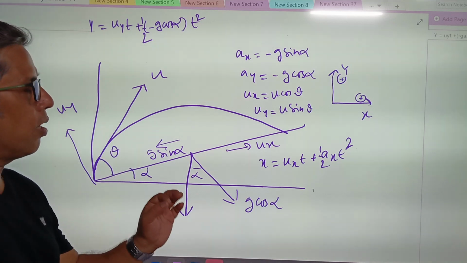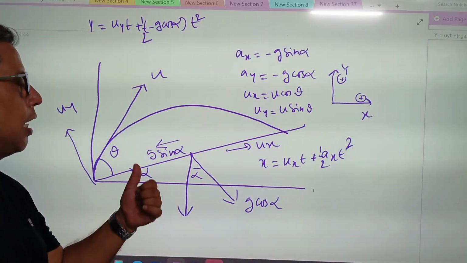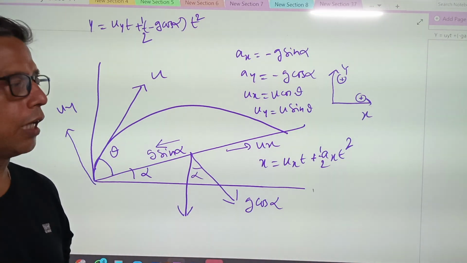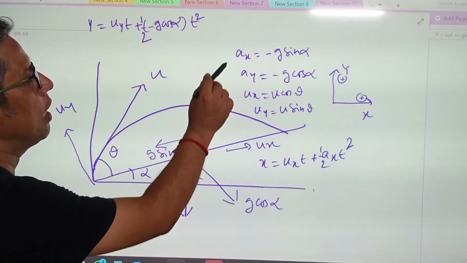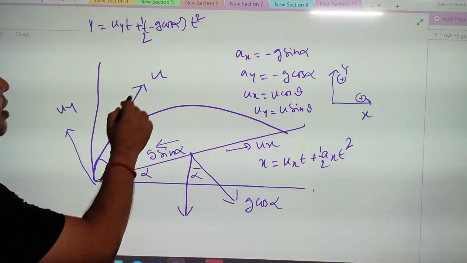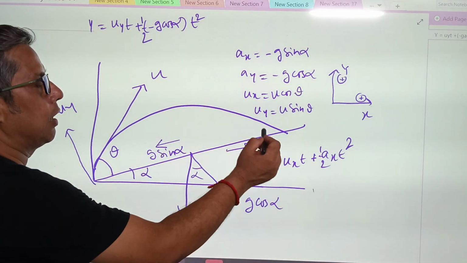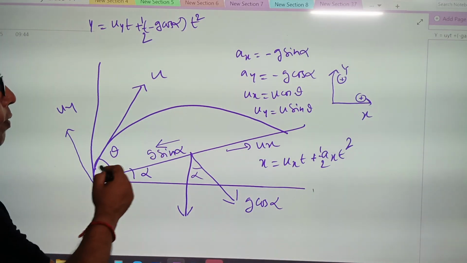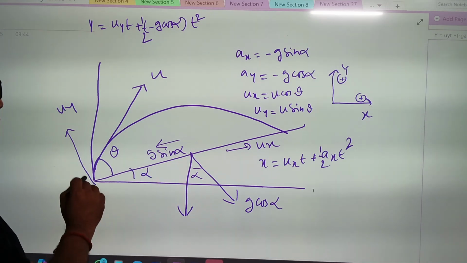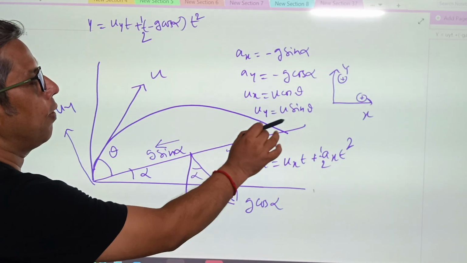So whenever you are solving any problem of projectile motion on a plane inclined with the horizontal, you have to consider four things: ux, uy, ax, ay. ux and uy mean we are throwing the object with speed u at an angle theta with this plane of projectile. So ux will be in this direction, uy in this direction. ux will be u cos theta, uy will be u sin theta, right? So we write here ux is u cos theta, uy is u sin theta.